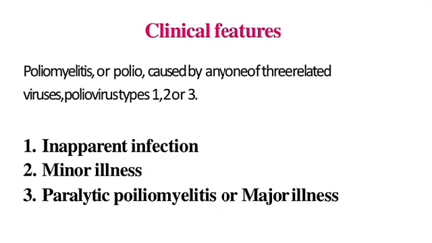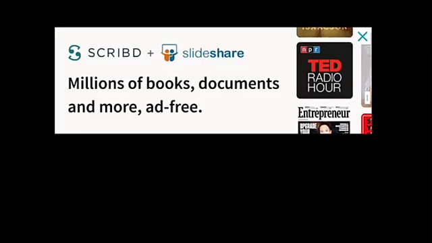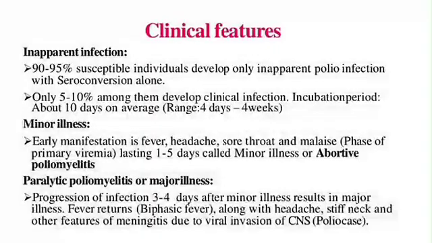While speaking about the clinical features, they have the inapparent infection, minor illness, and paralytic poliomyelitis or the major illness. Inapparent manifestations of the infection: 90 to 95% of susceptible individuals develop only the inapparent polio infection with seroconversion alone. Only 5 to 10% among them develop the clinical infection. The incubation period is about 10 days on average, and it ranges from 4 days to 4 weeks.